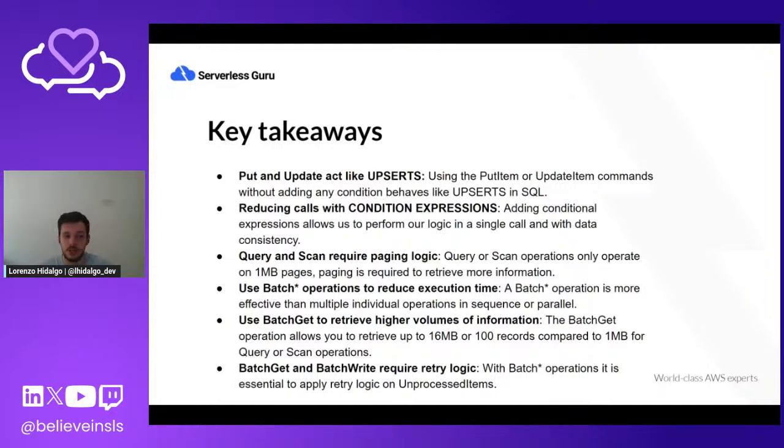Or for anyone here that was not aware of the return values on condition check failure, they were doing an update and then a get item to get the latest version. You can just do it in a single call.